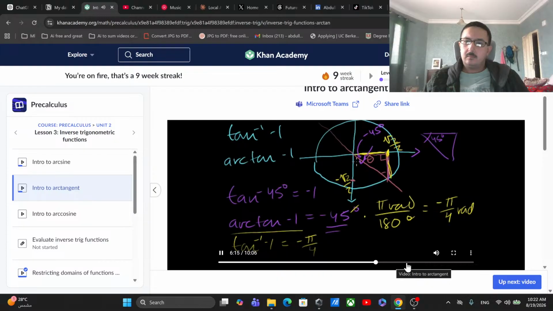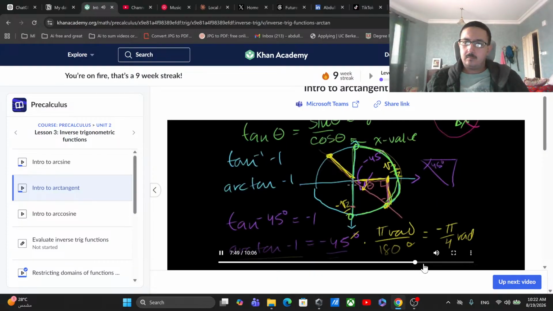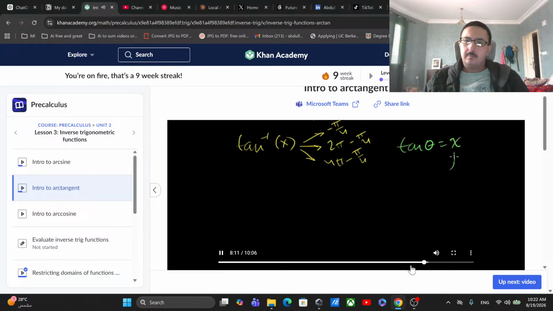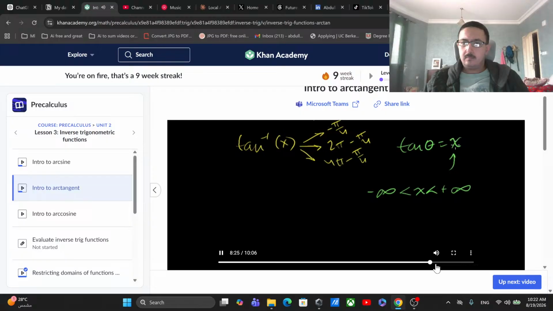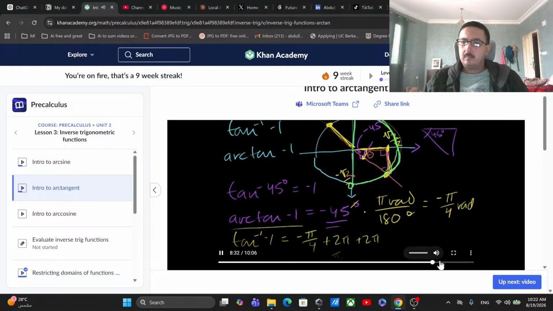Now, you could say, look, if I'm at minus pi over 4, that's there. That's fine. This gives me a value of minus 1 because the slope of this line is minus 1. But I could keep going around the unit circle. I could add 2 pi. So what are all the different values? We're going to restrict the range. So let me write this down. Theta, you can only go from minus pi over 2 all the way to pi over 2.